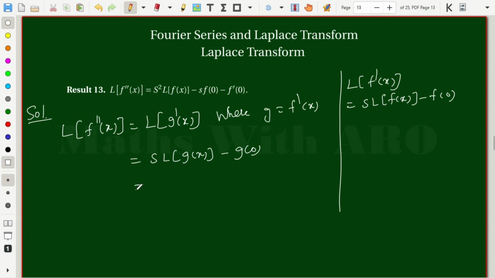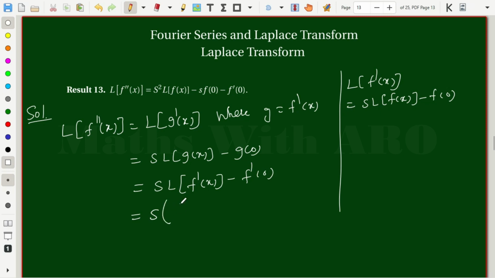Okay, so next, g is nothing but f dash of x. So s into Laplace of f dash of x, so g க்கு பதிலா f dash அப்படின்னு சொல்லி சப்ஸ்டிட் பண்ண போறோம், minus f dash of 0. Once again we are going to apply the function Laplace of f dash of x, that means இந்த definition இந்த result என்னவோ அந்த சப்ஸ்டிட் பண்ண போறோம்.